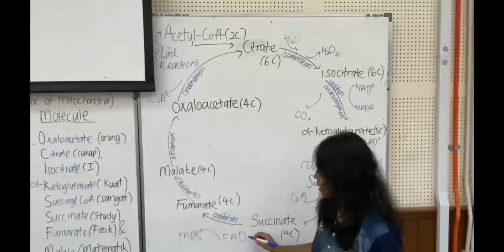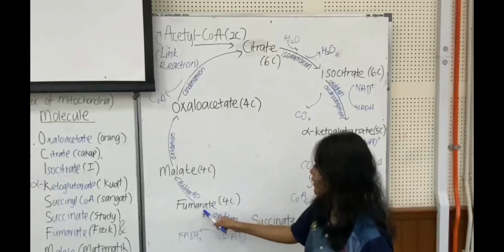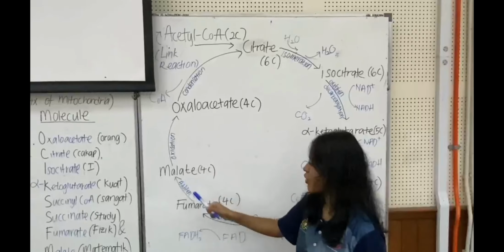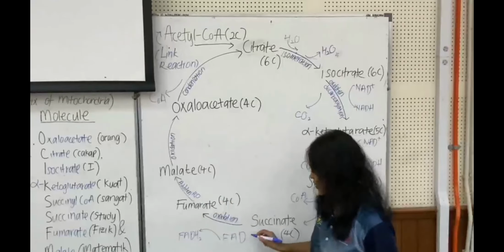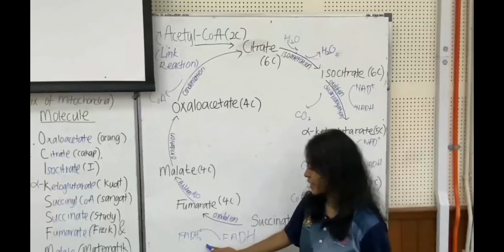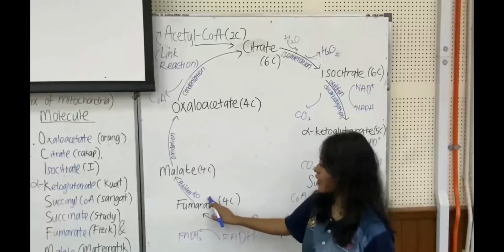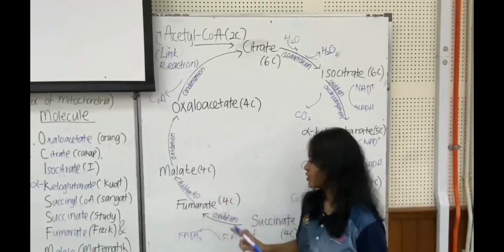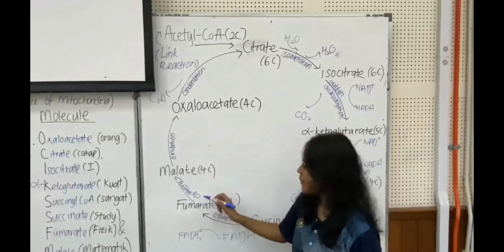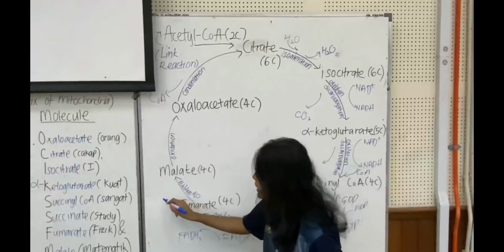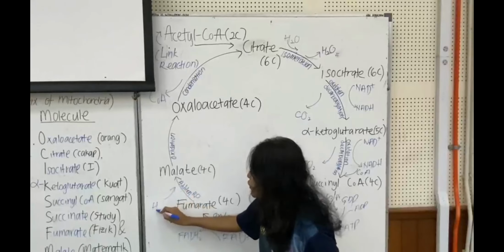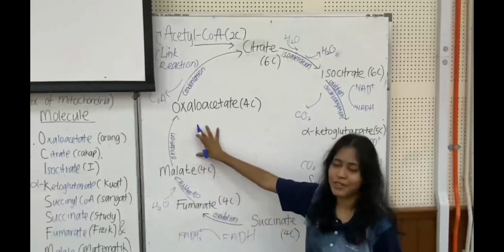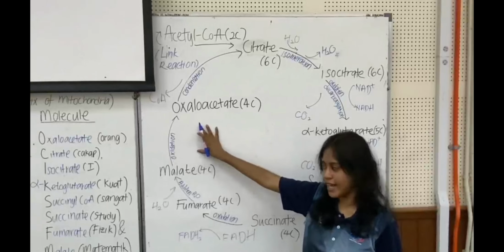Okay. And then what happens is fumarate will undergo the addition of water to form malate. Okay, malate is also a 4-carbon molecule. So what happens? It's a very simple process. You just add in H2O, just like that, and just like that you can form a malate molecule. Now, this is the final process of the Krebs cycle. We have come to the end.